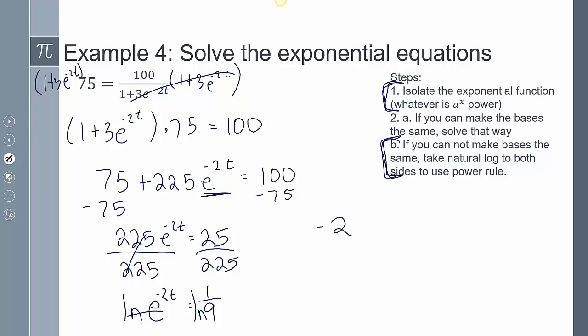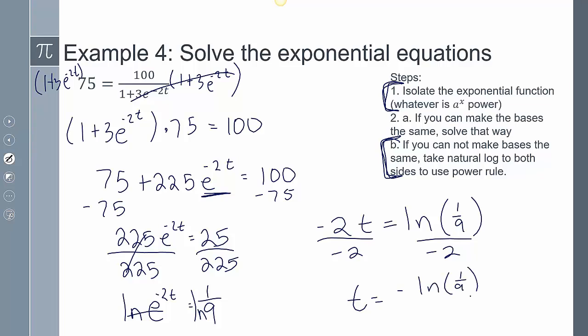So I'm going to get negative 2t equals ln of 1 over 9. And then I can divide both sides by negative 2. And so I get t equals negative ln of 1 over 9, over 2. And that right there is the solution.